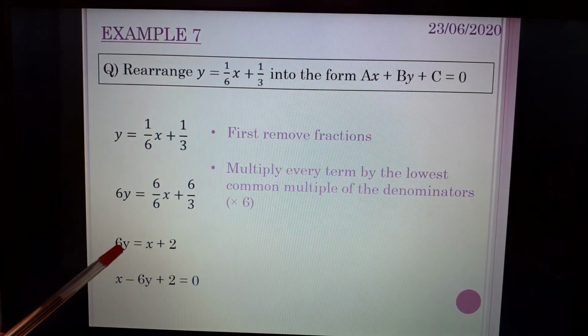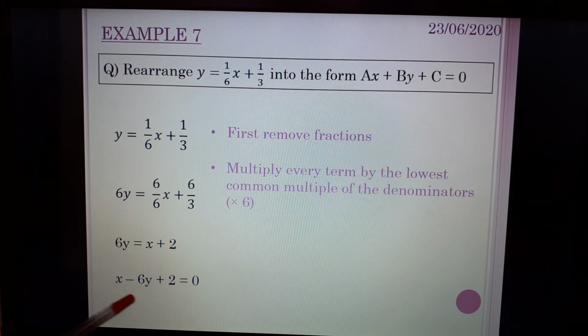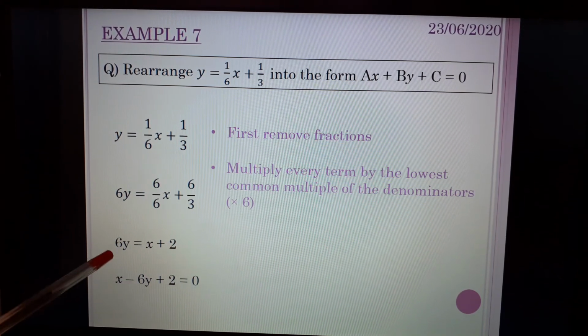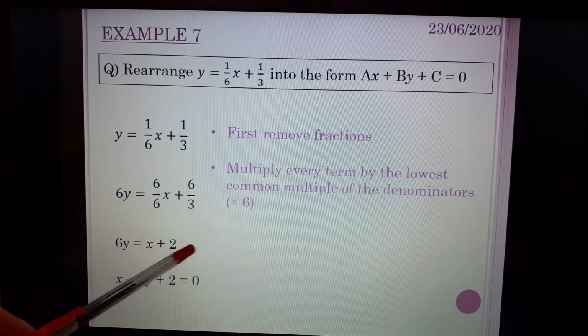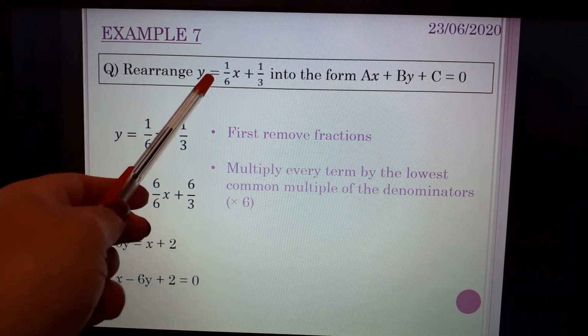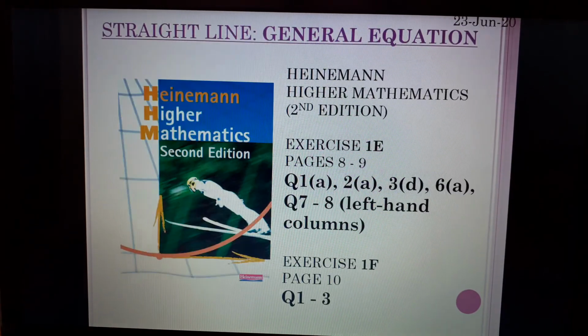So I'm actually going to bring my 6y over to join this here. So I've got an x minus a 6y plus a 2. But I've just written it there rather than switching sides again. So x minus 6y plus 2, and that will be equal to 0. So actually that's 0 equals x minus 6y plus 2, but I've just done a switch at the same time. So I've got x minus 6y plus 2 equals 0, and that's that equation, which up there is in y equals mx plus c form, and here is in the general equation of the line.